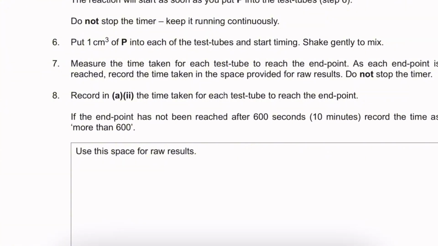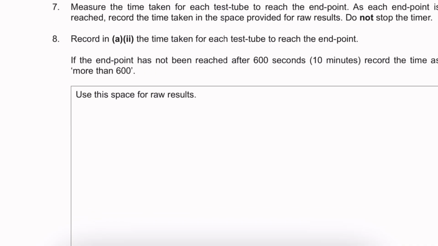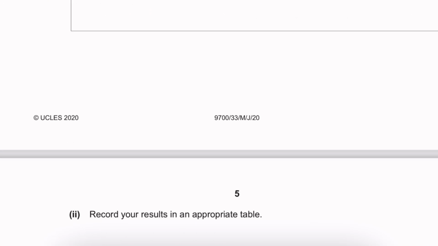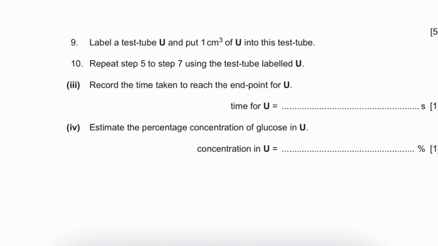Put 1 centimeter cubed into each of the test tubes and start timing. Shake gently to mix. And then measure the time taken for each test tube to reach the endpoint. As each endpoint is reached, record the time taken in the space provided for raw results and do not stop the timer. Record in A2 the time taken for each test tube to reach the endpoint. If the endpoint has not been reached after 600 seconds, which is 10 minutes, do not record the time as more than 600. And then he's going to ask you to write down the concentration of U.